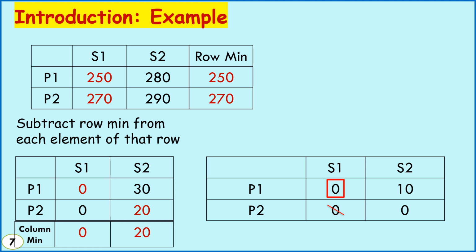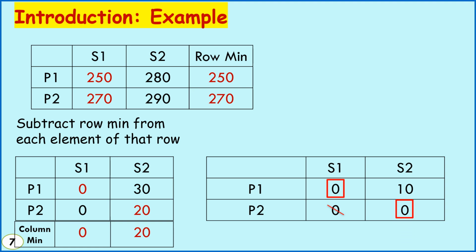Then if you come to the second row, product 2 has two zeros, but the first 0 you can't assign because it is already cancelled. So you go to the second 0, which means product 2 you can only purchase from supplier 2. In this way you are going to solve the problem.